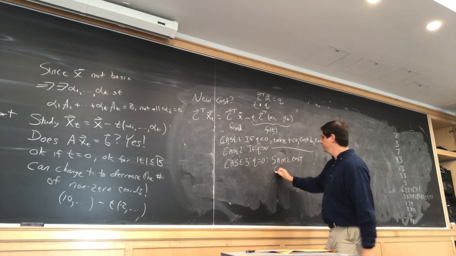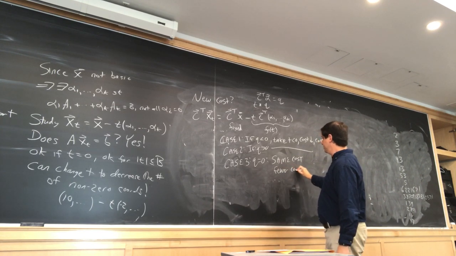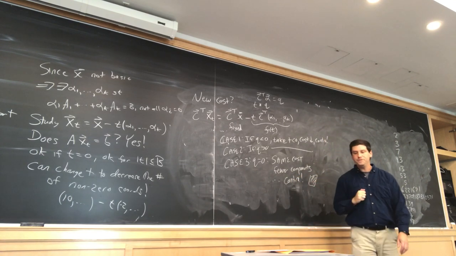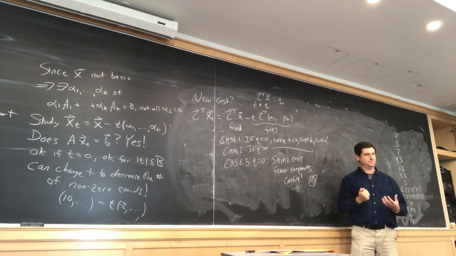So this is the proof. Same cost, fewer components. Contradiction. And that finishes the proof. So again, the proof is extremely similar to what we did before.